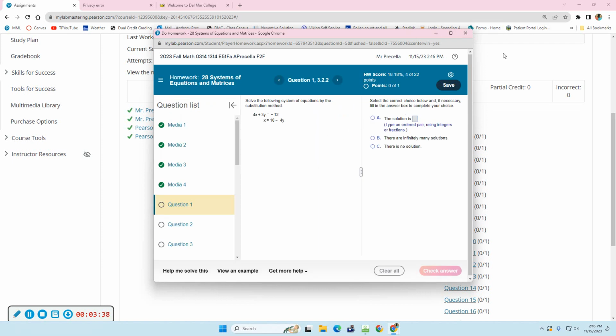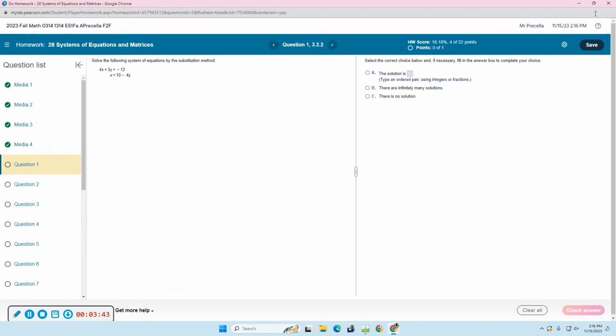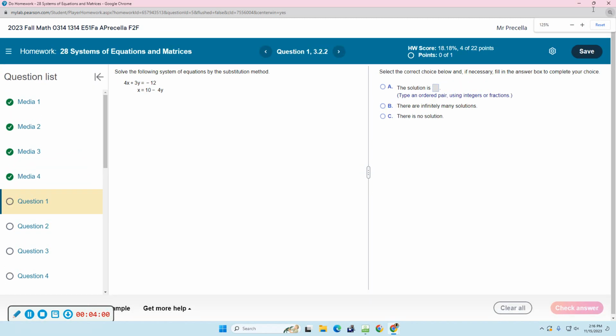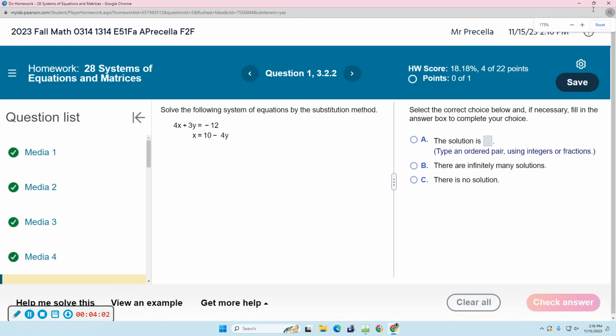Let me see. Oh, really? That's so small. Hold on. It's not letting me. Okay, hold on. Can you make it bigger? I'm trying. Control, shift, plus. Is that bigger? A little bit bigger. Yeah, I think that looks good.